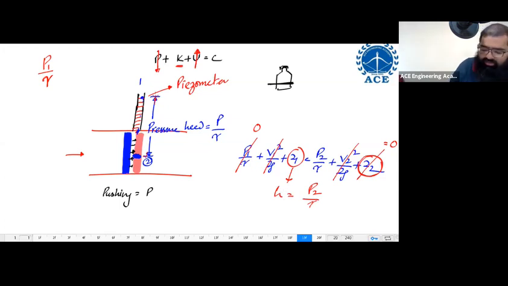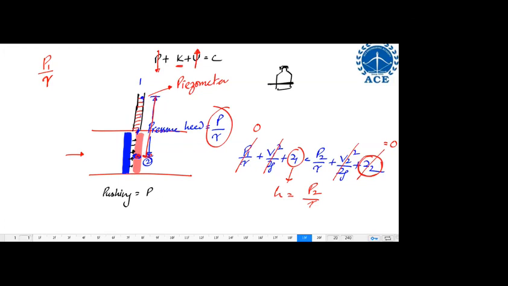Are you following? So this height is supposed to be equal to P by gamma. What is P by gamma representing? It represents the height of the fluid column required to create the pressure at this particular point. Is it clear now? Got it, sir.